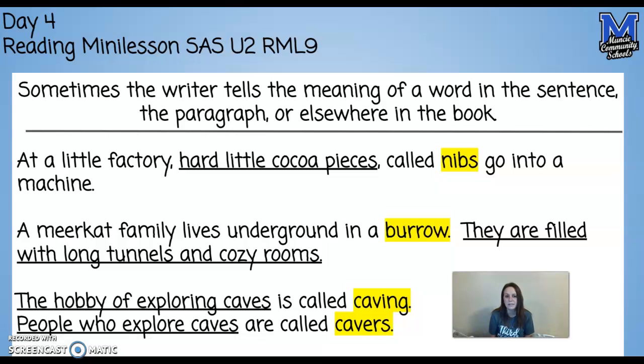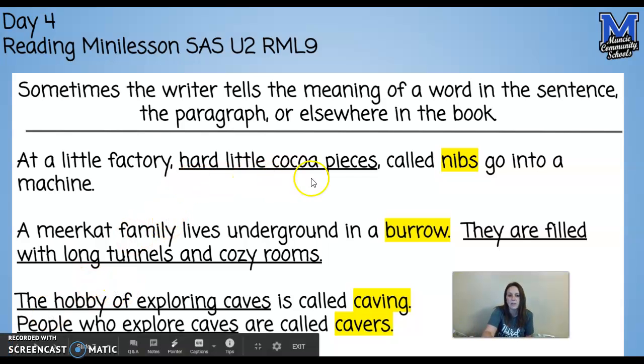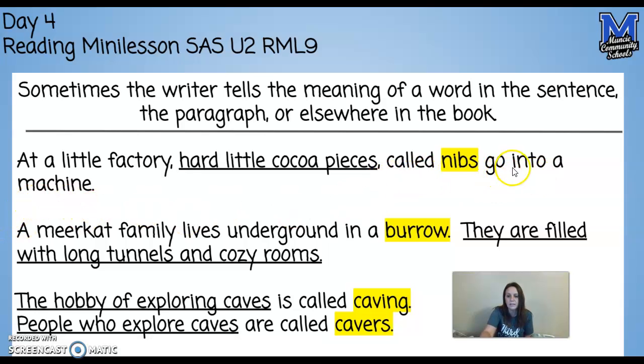Today in your reading mini lesson, we learned that sometimes the writer tells the meaning of a word that you don't know in the sentence, the paragraph, or elsewhere in the book. For example, in this first sentence, at a little factory, hard little cocoa pieces called nibs go into a machine. Well, nibs would be the word that maybe you're unsure of. Maybe you're not sure what a nib is.